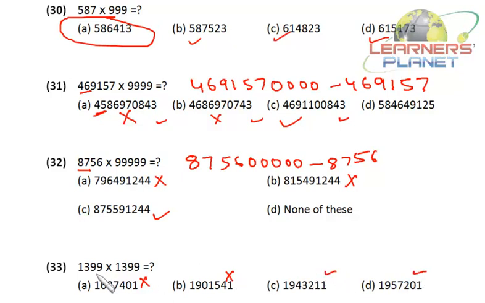Okay. Now if there is 99 at the end of the number, and if we are going to square 99, we'll be getting last two digits as 0, 1. So in this case also we'll be getting the last two digits as 0, 1. So this cannot be the right choice. Then we are left with 1957201 as the right choice.